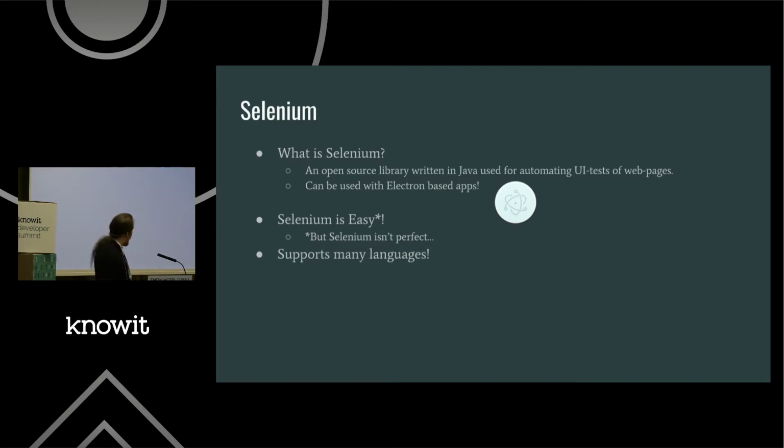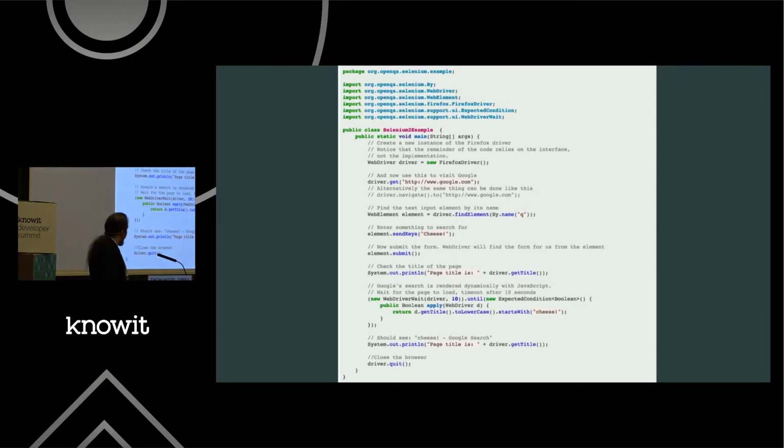It supports many languages, so it's easy to get into. It supports the apparently most popular language ever, which is JavaScript. And it obviously also, it's written in Java, so it has support for Java. And Java is what I used to automate the desktop application and the web application. There's also support for C#, for Ruby, for Python, and the list goes on and on.